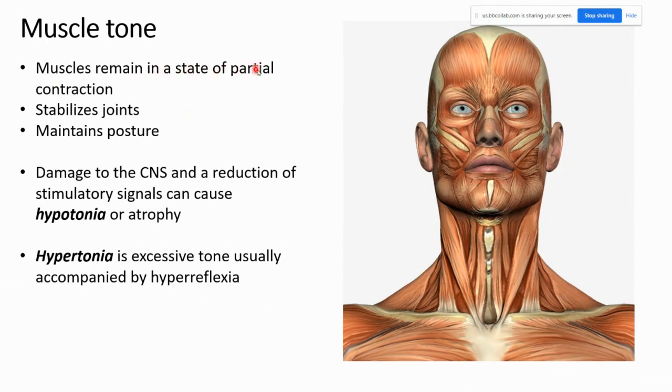So muscles remain in a partial state of contraction. You see that when someone has a stroke and their face droops. Now they've lost that partial contraction. Versus the tone of a normal muscle, or I should say, the myofilament overlap between actin and myosin.